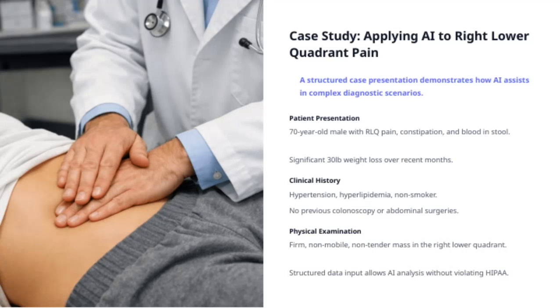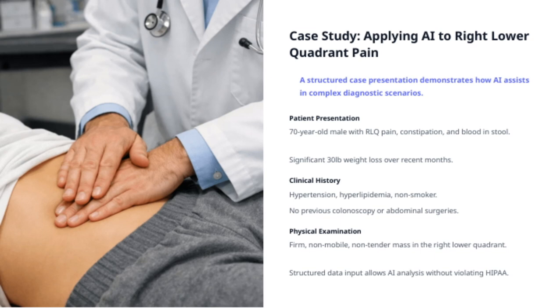This slide doesn't contain enough information. That's why we're moving to the next slide. Let's start by understanding the significance of structured data input. It allows AI to analyze patient information effectively while maintaining patient privacy and complying with HIPAA regulations. This is crucial because it ensures we can leverage AI insights without risking sensitive data exposure.